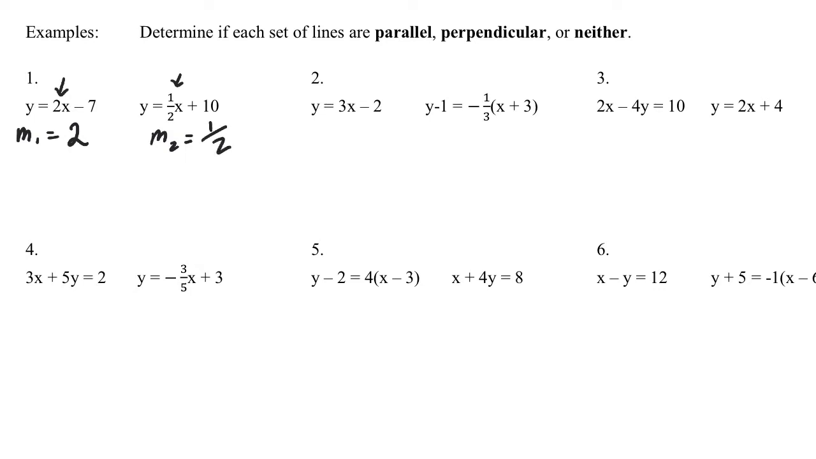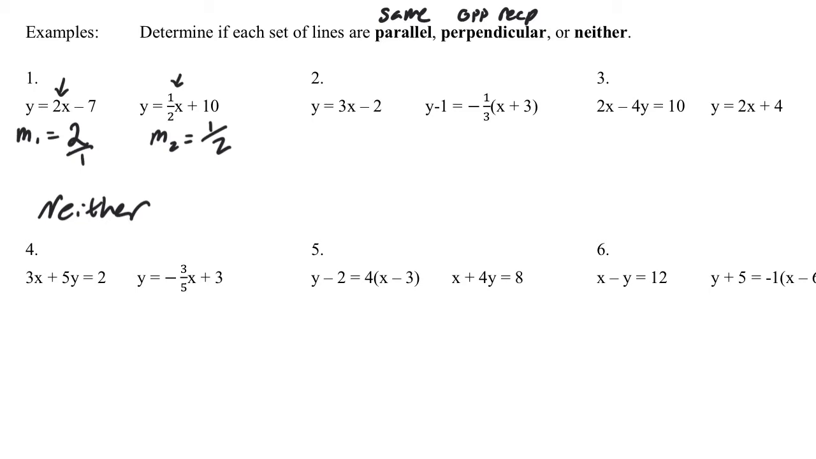If they're parallel, they're the same. Well, these aren't the same, so they're definitely not parallel. If they're perpendicular, then they're opposite reciprocals. Well, these are reciprocals of each other, because 2 is just 2 over 1. But they're not opposite, so they don't fit the two criteria that we need for perpendicular lines. So we would say that these are neither. They're neither parallel nor perpendicular. And we're just going to continue this pattern down the line.